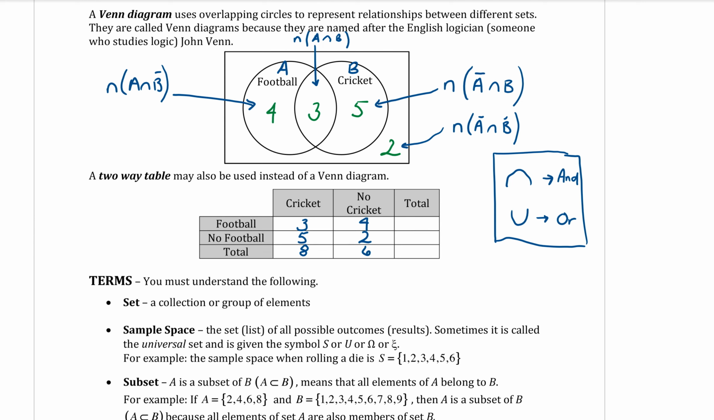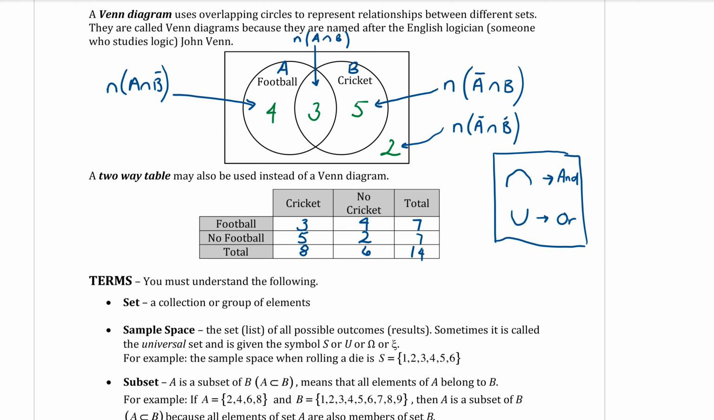The last column is also done by adding. You just add across the row instead. So you go 3 plus 4 is 7. And 5 plus 2 is 7. In the last box, it's always a bit of a check to make sure that it adds the same both ways. So 7 and 7 makes 14. Does 8 and 6 make 14? Yep, good, it works. So 14.